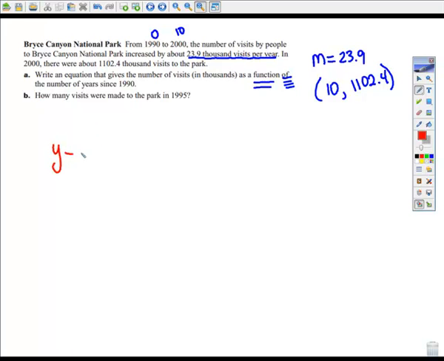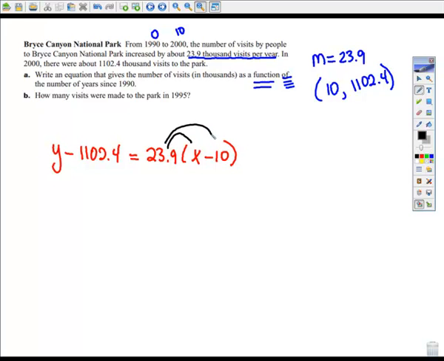So I have y minus 1,102.4 equals m, 23.9 times the quantity x minus 10. Now I referred to this yesterday, and I said you could go ahead and solve this for y, and that's what we're going to actually do.